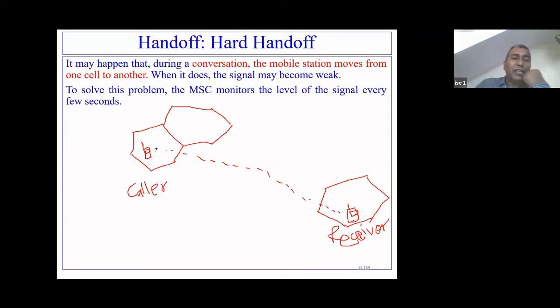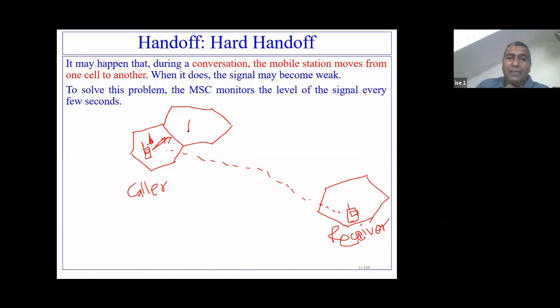Now what happens? This particular mobile starts moving in this direction because he is in wireless mode. You got the idea? And there is the base station, which is located centrally in the cell. So this is the base station, and which is the antenna. Now this mobile station starts moving towards the end of the cell, it may be in this direction, or it may be in this direction.